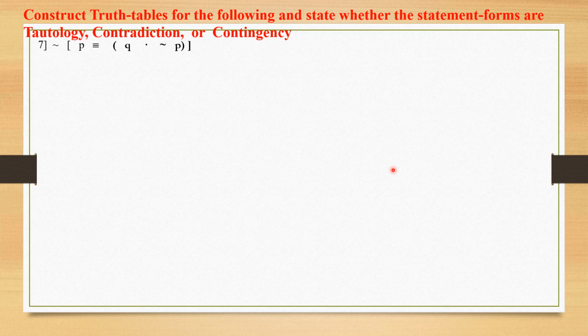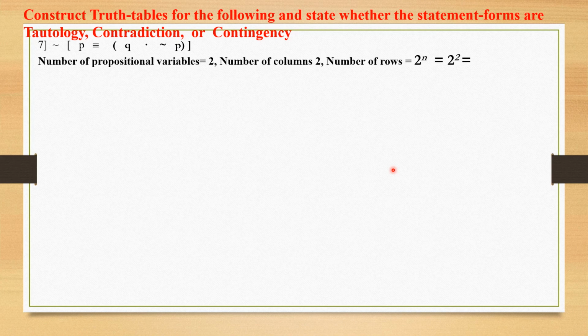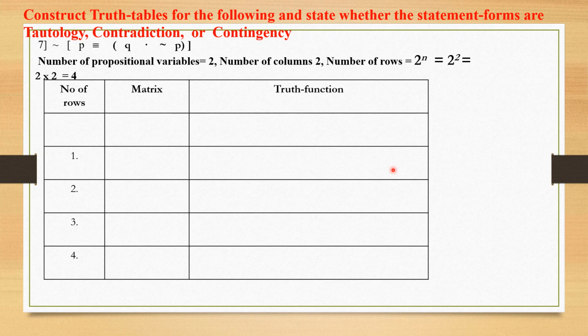P and Q. So the number of columns will be 2, and the number of rows will be 2 raised to n, that is 2 raised to 2, that is 2 into 2, which is 4. Now we write the table: number of rows, matrix and truth function. Write the combination of propositional variables, P and Q, in the matrix, and the given expression in the truth function.